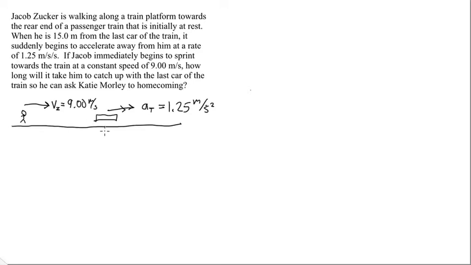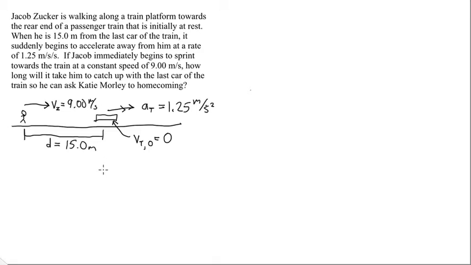The initial distance between them, I like to give names for everything, I'm going to call D, which is 15.0 meters. The train has an initial velocity, I'm going to call it VT0, of 0. It's initially at rest. Okay, so at some point, Zucker catches up to the train, we hope, and we've got to find out when that happens.